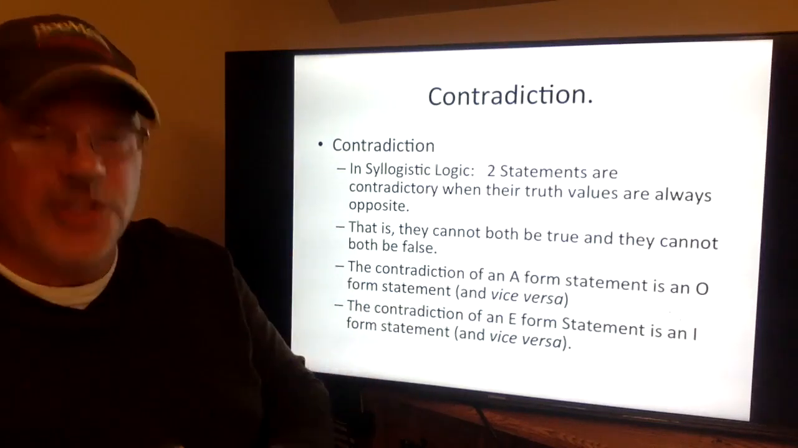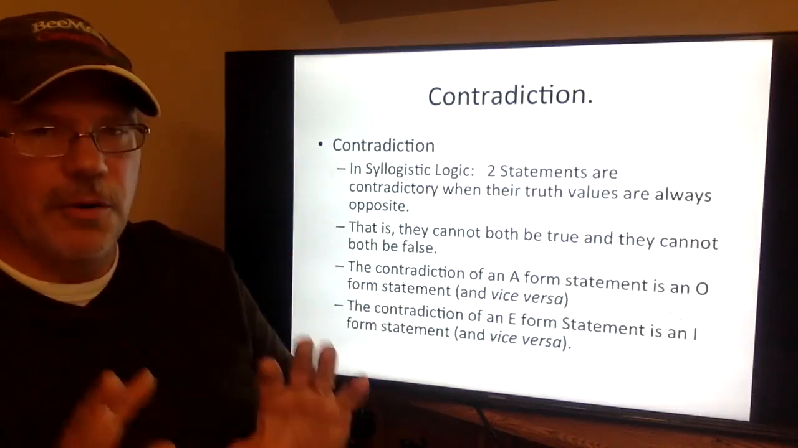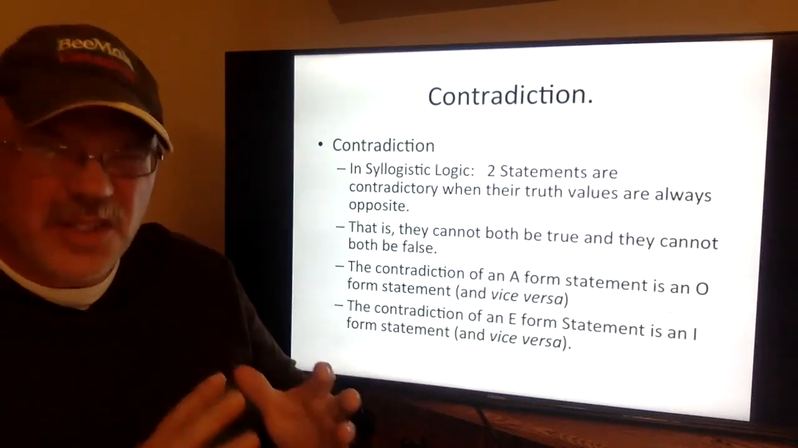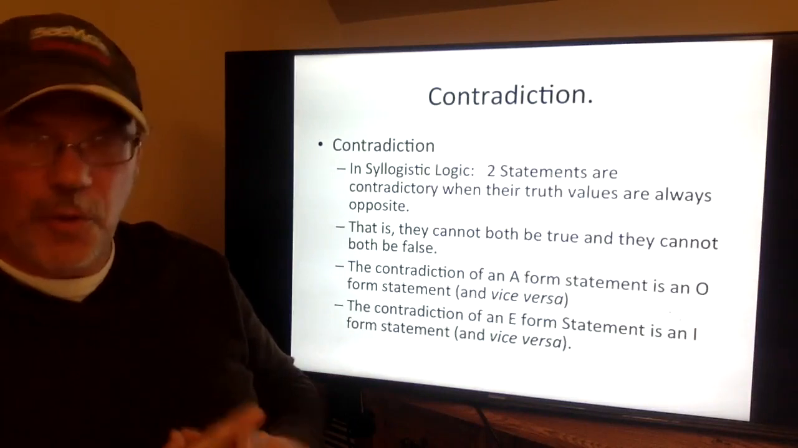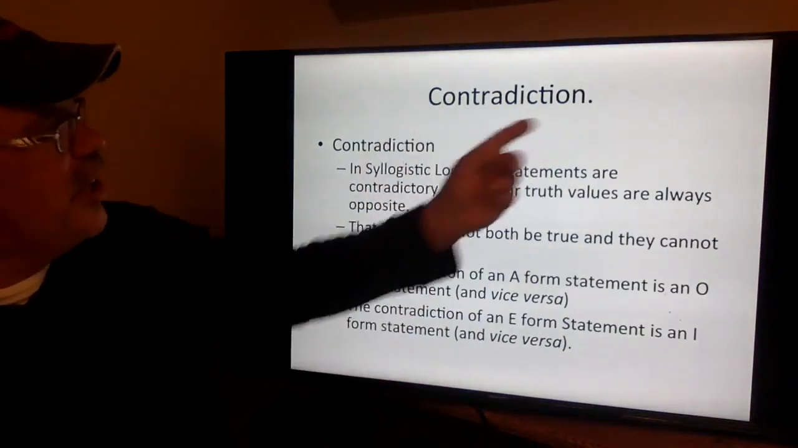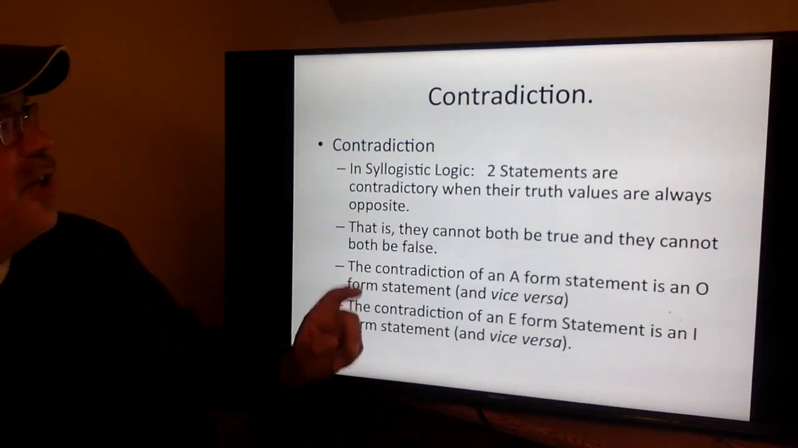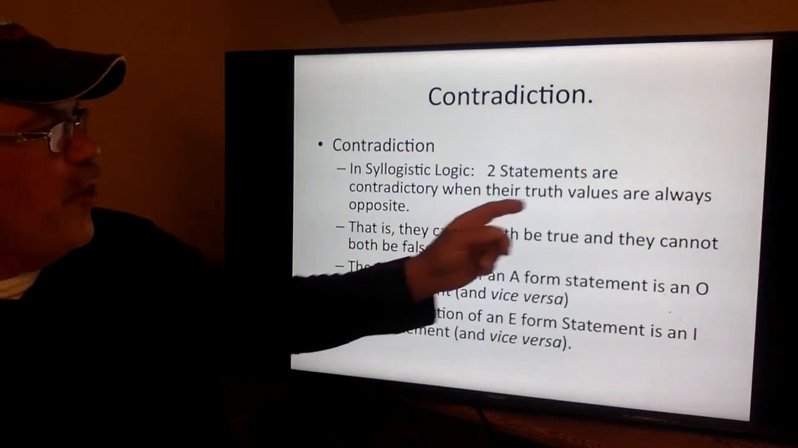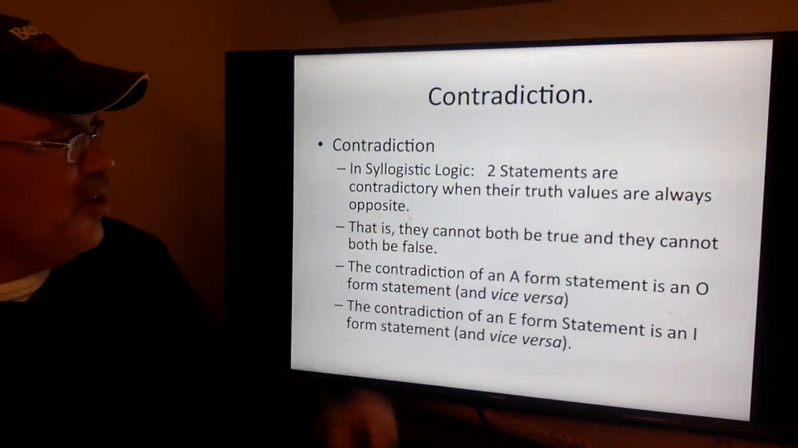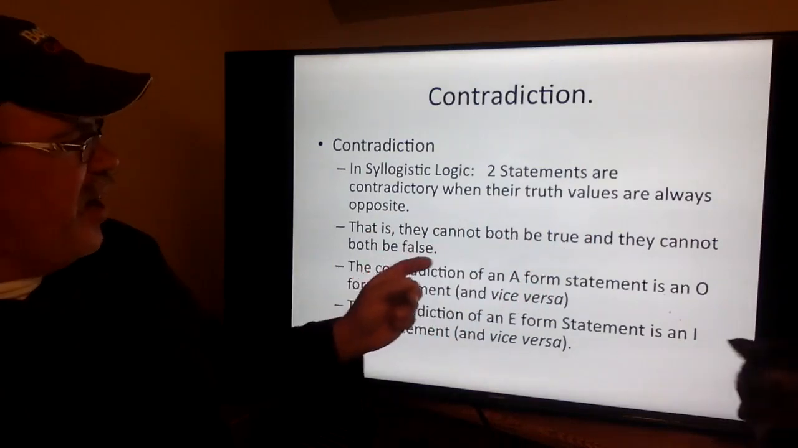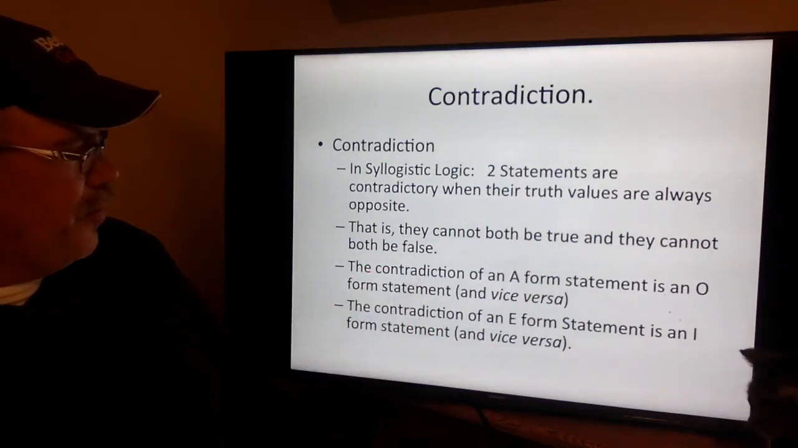In propositional or modern logic, it has a different meaning. So, heads up, it really means the same thing logically, but the way you assess it is different. When we're assessing contradiction in syllogistic logic, we're talking about two statements that are contradictory when their truth values are always opposite. They can never both be true and they can never both be false.